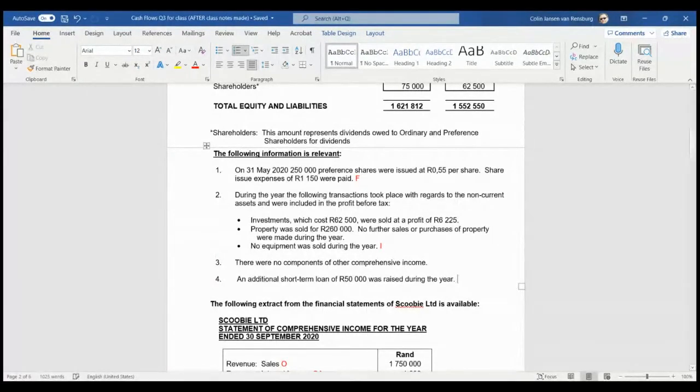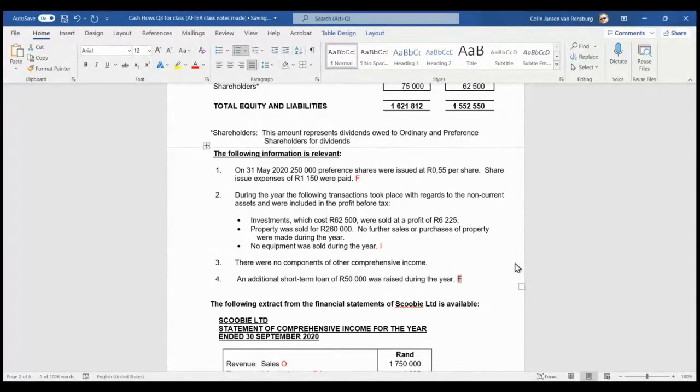Then our last little paragraph, paragraph 4, they say an additional short-term loan of 50,000 rands was raised during the year. So what kind of activity would that be? Financing. Yes, financing, spot on. So we can indicate that with an F. Then we've analyzed all our financial statements, except for the statement of financial position, but we are going to look at that later on when we do our account reconstructions.